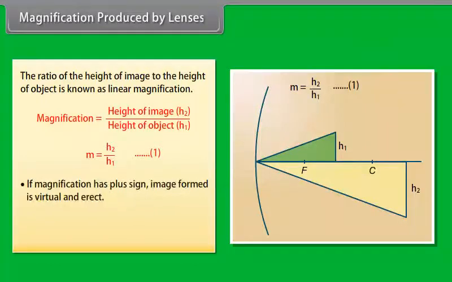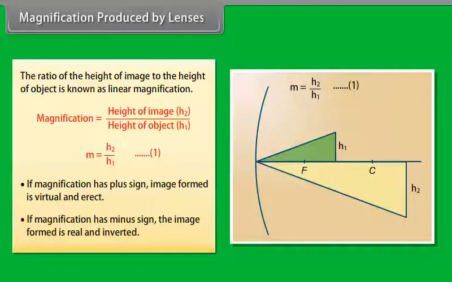If magnification has plus sign, image formed is virtual and erect. If magnification has minus sign, the image formed is real and inverted.